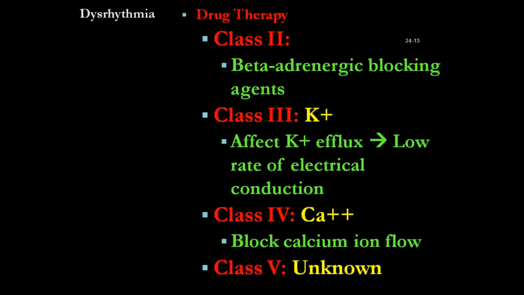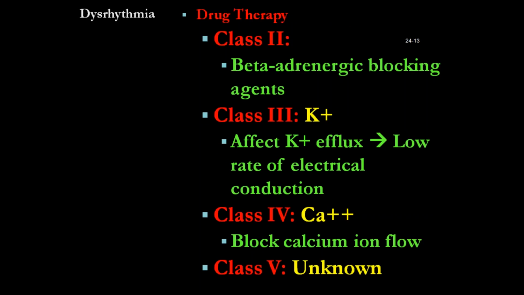Okay, so then we have the beta blockers. Beta is class 2. Beta is the second letter of the alphabet, so beta is class 2. We have class 3: the potassium channels are going to be blocked.